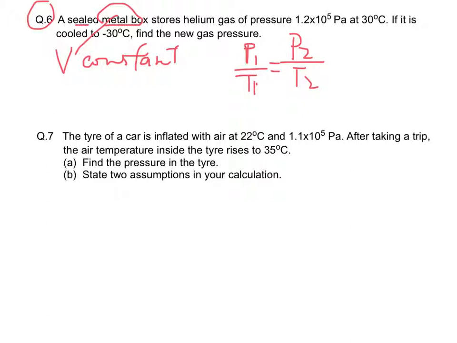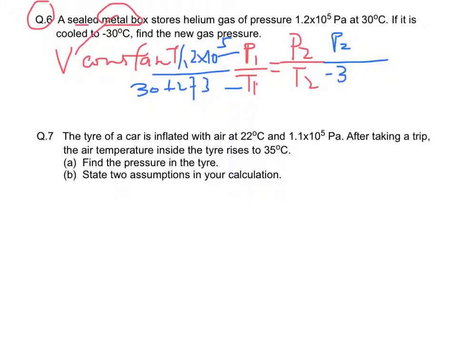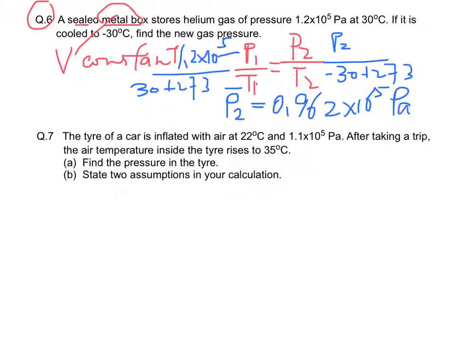Therefore, 1.2 times 10 to the power 5 over (30 plus 273) equal to P2 over (negative 30 plus 273). The new pressure will be P2 equal to 0.962 times 10 to the power 5 Pascal.